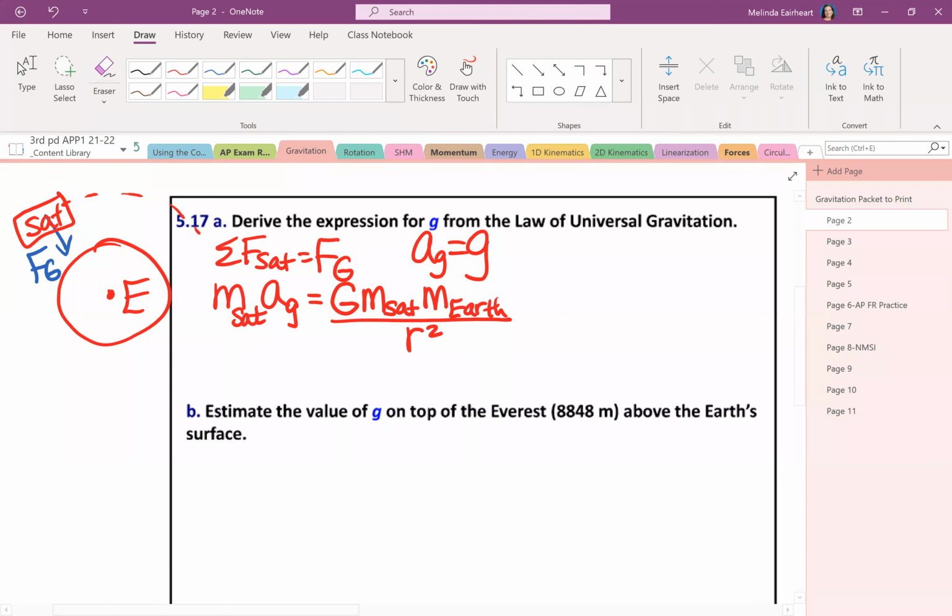Well, just like we saw last time, mass satellite cancels. And so this is our derived equation for a_g, which is the gravitational acceleration. It's equal to big G, big M, here mine is Earth, over r squared. Now that one's not on the formula chart, but isn't it pretty easy to get? Newton's second law and the universal gravitation equation are on the formula chart, so hopefully you can deduce it easily if asked to do so.